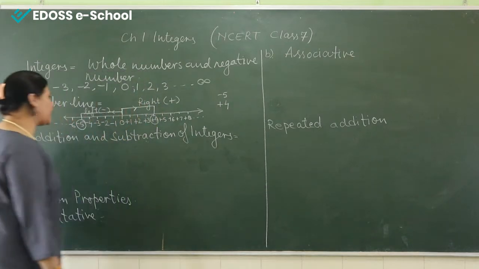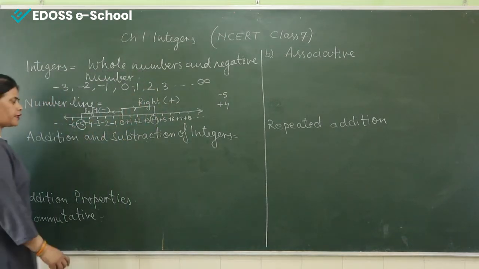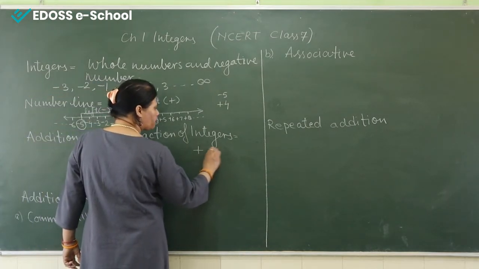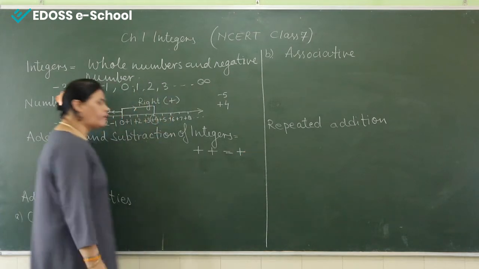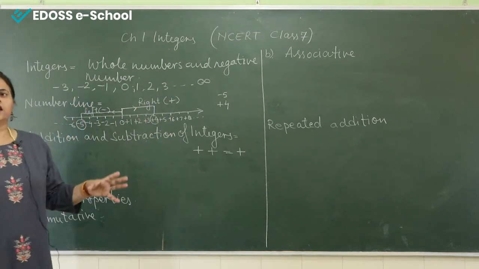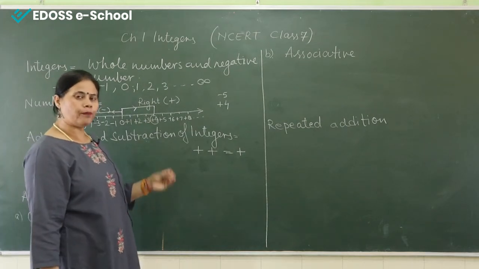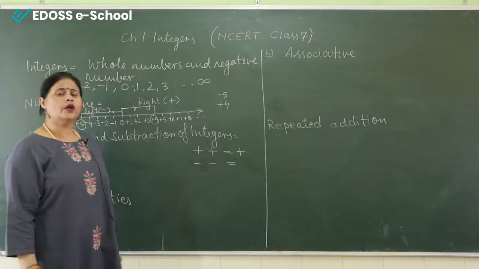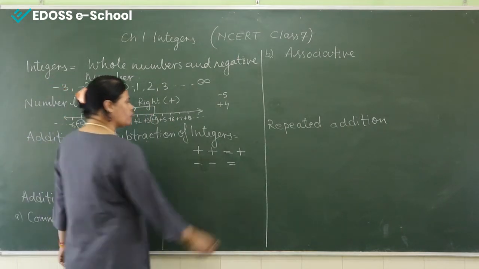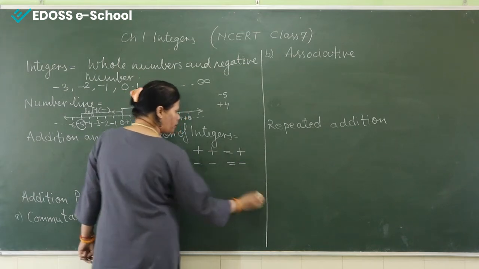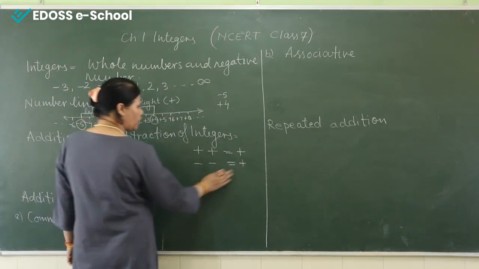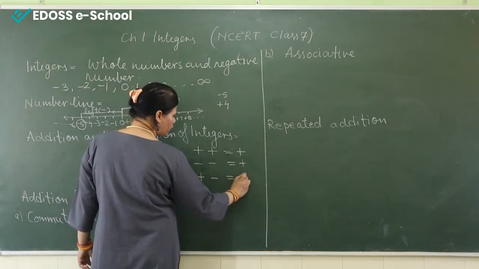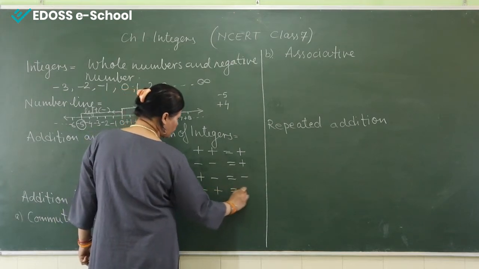Now come to the next topic, addition and subtraction. For addition and subtraction, first of all you have to know the formulas. See here, plus plus is equal to plus. It means when you add two positive integers, your answer is always positive. When you solve two negative integers, your sign will be plus again, right? Here it is, minus minus plus. Plus minus, you have to write down minus, and minus plus is equal to minus.